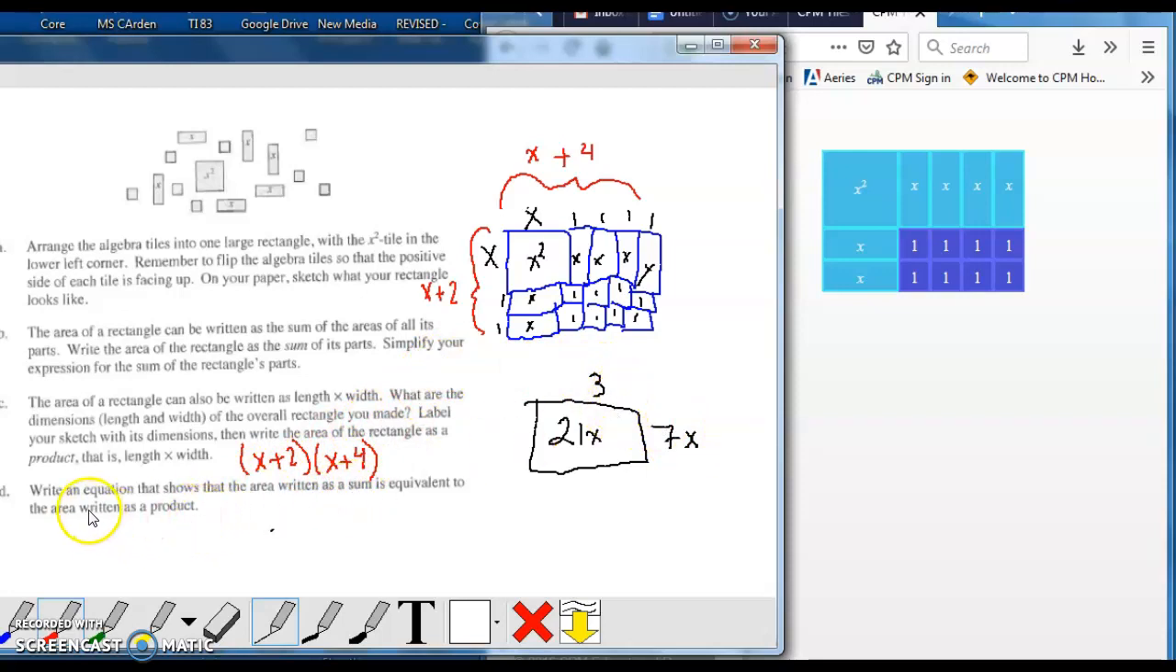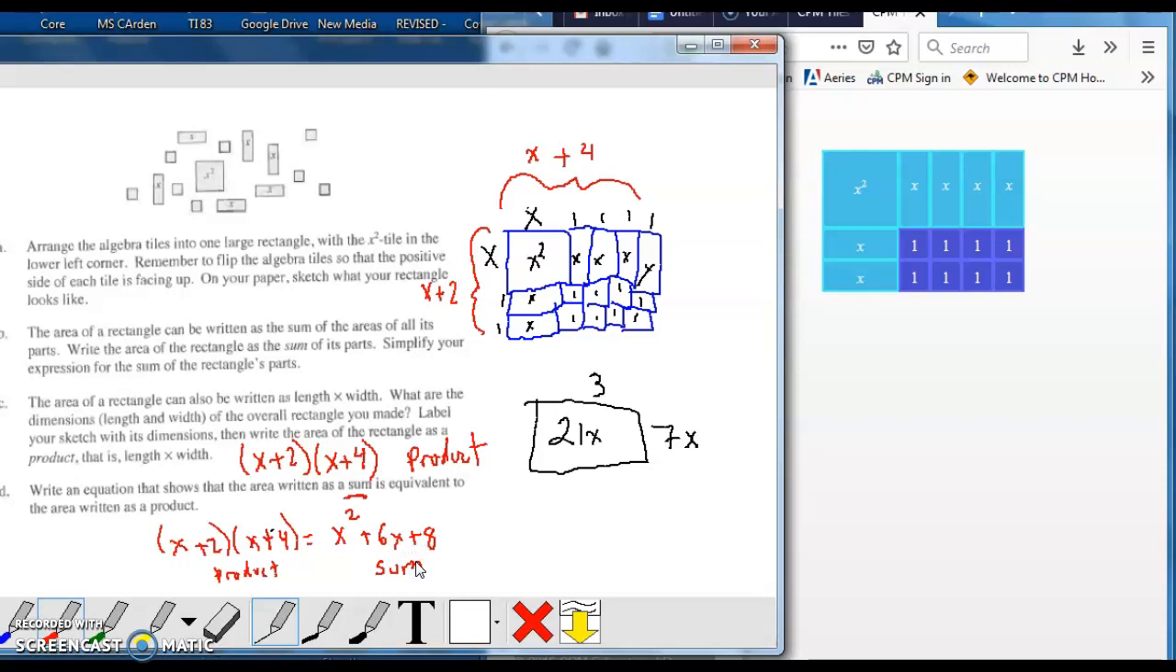So when I look at a question like this where it says, write an equation that shows that the area written as a sum is equivalent to the product. So this is what's known as the product. So what I want to do is say x plus 2 and x plus 4. And then what is the area as a sum? Sum just means I'm going to add up all my pieces. So I have 1x squared. I have 1, 2, 3, 4, 5, 6 x's. So 6x. And then I have 8 little ones. So again, this is as a product because it's multiplying. And then this is as a sum.